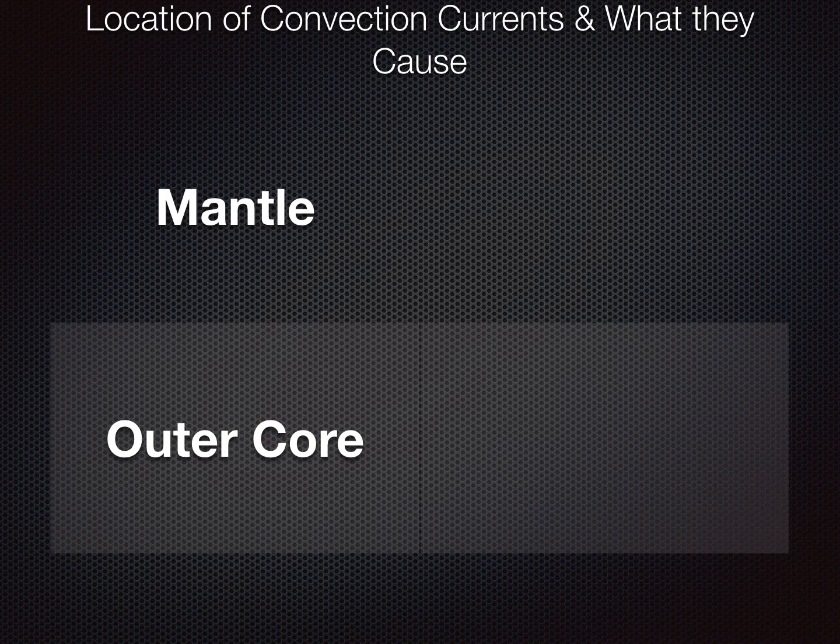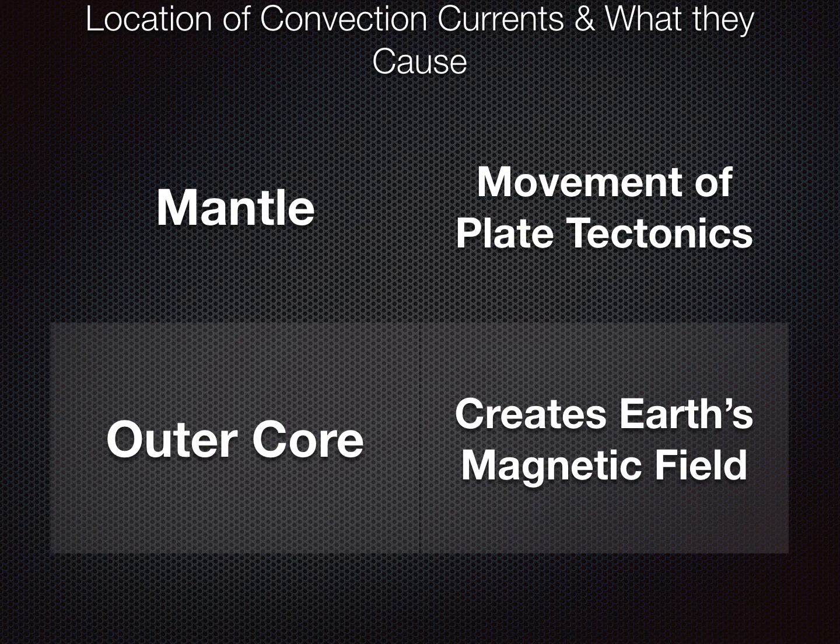Now the mantle's convection currents cause the movement of plate tectonics, meaning why we have certain mountains and landforms and why earthquakes occur is because the mantle's having convection currents and it's moving the crust all over the place.